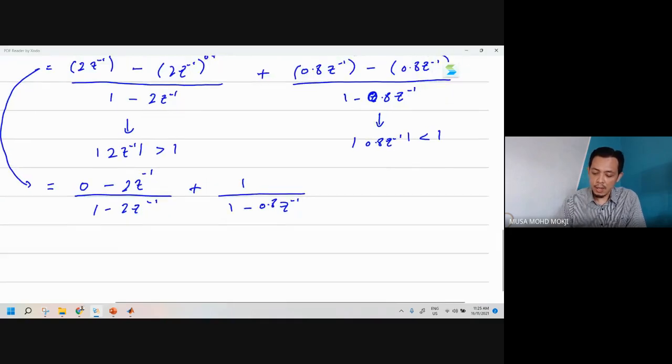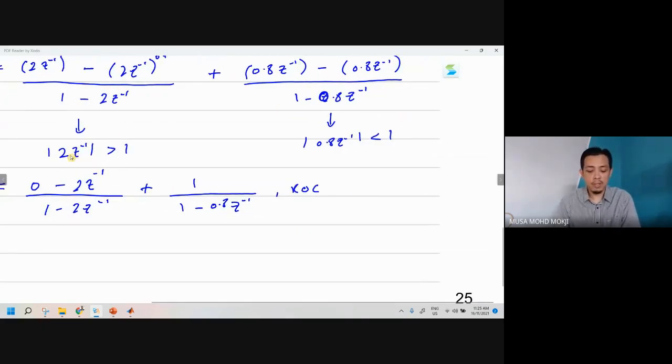And what is the ROC? The ROC is, if we look at this one, 2z minus 1 greater than 1. So z supposed to be less than 2, right? So that one is z must be less than 2 for this one. And this one, if you manipulate the equation, z supposed to be greater than 0.8. So that will be the ROC. ROC is z from 0.8 up to 2.